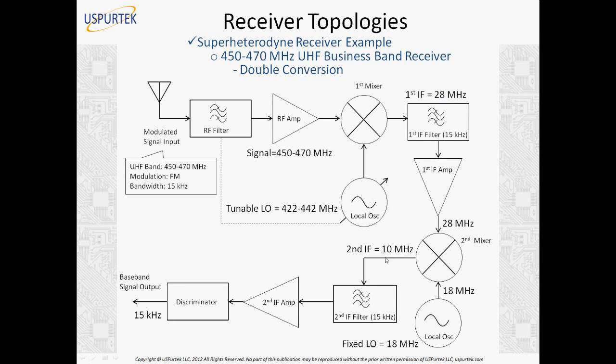So it makes it more selective. The benefit we get from multiple IF stages is we improve the selectivity of the receiver here. We become more selective. And again, we have to be careful here how we select the IF frequency.